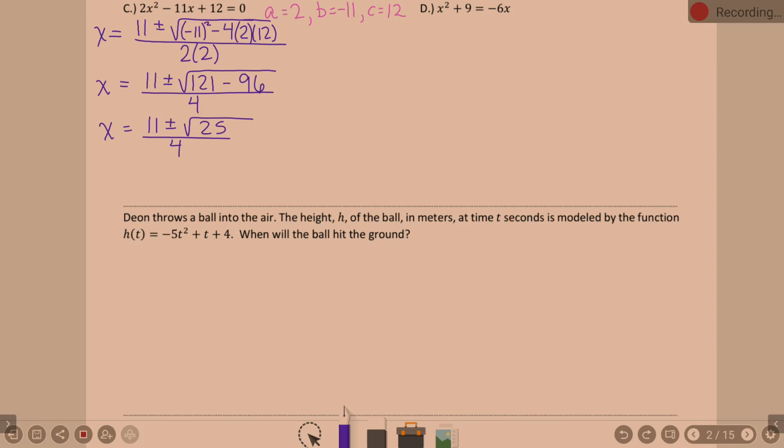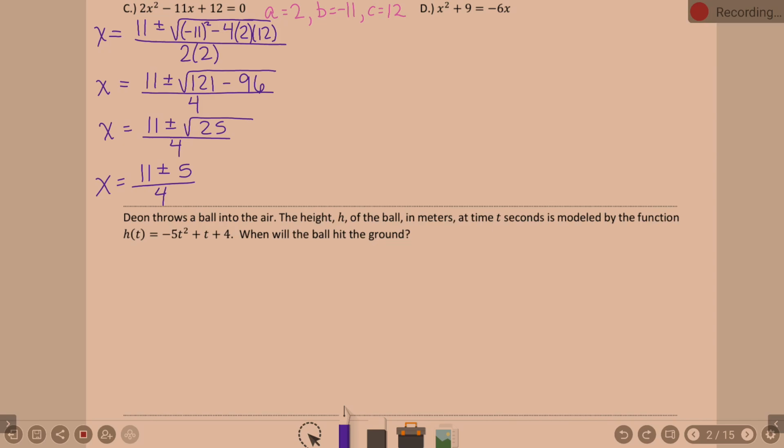What's next? The square root thingy. Square root of 25 is 5. Should I keep going then? Yeah. I'm going to count you wrong here. Savas is going to count you wrong. Keep going. So now I'm at 11 plus or minus 5 all divided by 4. And I'm going to say, keep going.